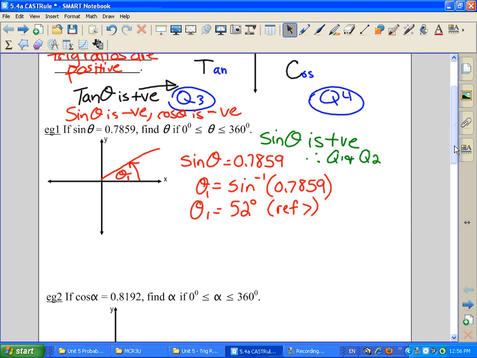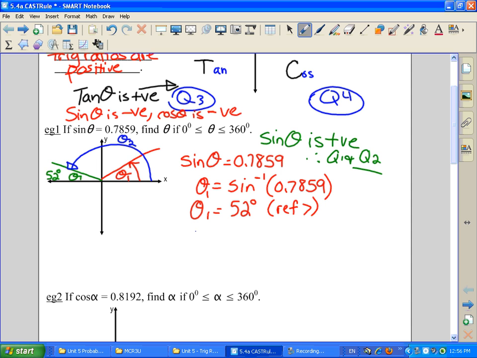But we also know that sine theta is positive in quadrant 2. So what I'm going to do, folks, is I'm going to draw the same type of angle. So this is theta 1. We know now that that's 52 degrees. So to get my second angle, which I'm going to call theta 2, I start from my initial arm and I go over here. So this is what we're going to find, the second angle, which is theta 2.